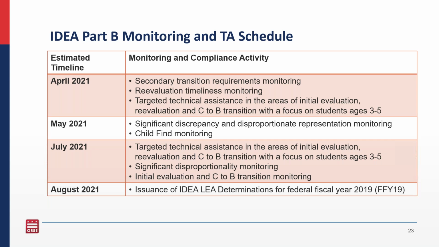And then in July and August, we will continue with targeted technical assistance. And then we will be issuing identification of significant disproportionality. July initial evaluation and C2B transition monitoring will take place as well. In August of this year, we will be issuing our IDEA LEA determinations, which is your LEA's report card, more or less, for federal fiscal year 2019. If you have any questions related to any of the slides I just reviewed, please feel free to put them in the questions box, and I will be monitoring that. But that is it for now for updates for IDEA monitoring and compliance.